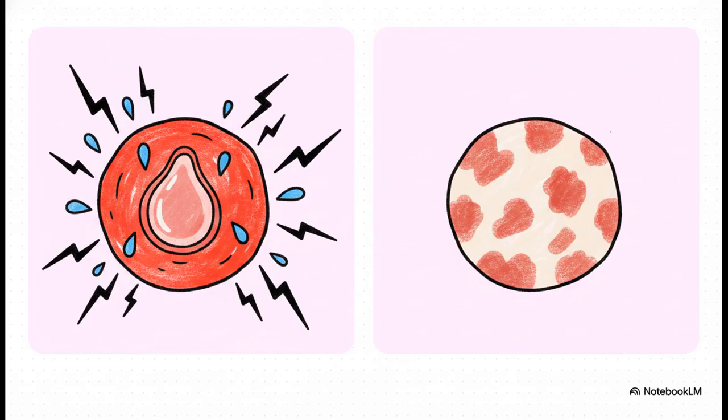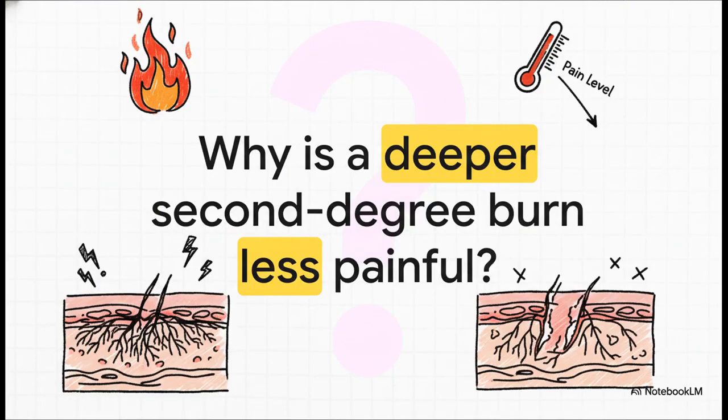Okay, 2nd-degree burns. This is where it gets a little more complex, because we actually split them into 2 different categories. A superficial partial thickness burn is going to be bright red. It'll be wet, you'll see blisters, and it's going to be extremely painful. But a deep partial thickness burn, that's going to look different. It might be red but with patchy white areas, it'll be drier, no blisters, and, this is the weird part, it's actually less painful. So that brings us to a quick quiz, just to make sure this concept really sticks.